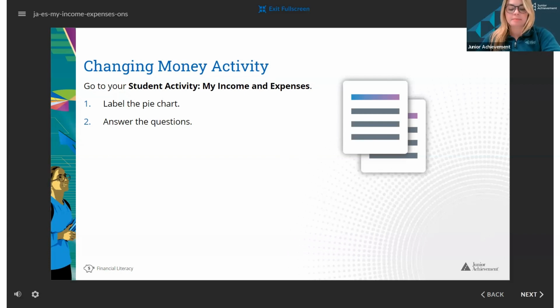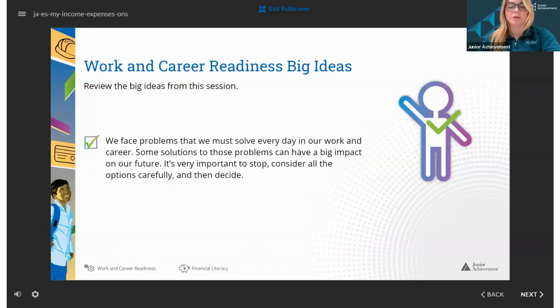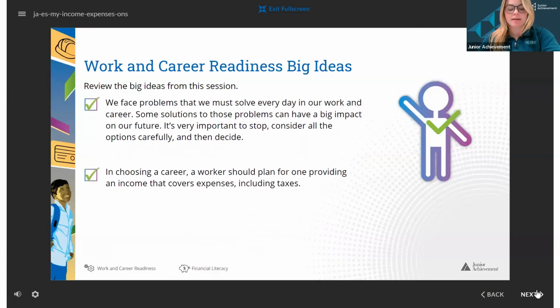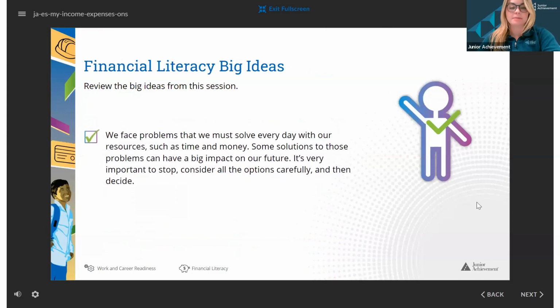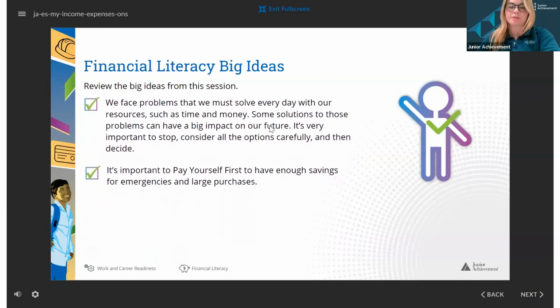After this, you are going to wrap up the session by reviewing the main ideas from the lesson, and then you're going to utilize the last slide to review some of the big ideas. Again, we just did the financial literacy piece, so you only have to do the big ideas for financial literacy. You just get past the slide that has the work and career readiness big ideas. Those do not apply to your lesson.